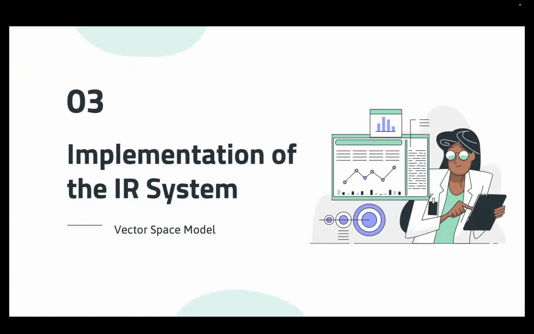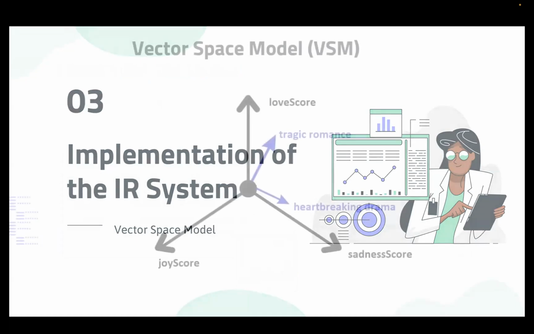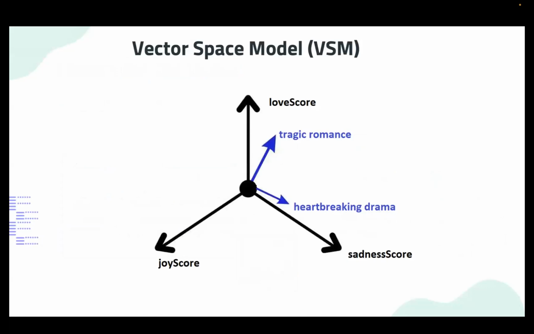Yeah, so now we're coming to the implementation of the ER system. We use the vector space model for it. I think everybody knows until now what a vector space model is and how it works, but I'm going to explain it quickly. Every actor and query is represented as a vector, as Patrick already explained, and all dimensions of the vector space model are our classification categories, like the joy score, the love score, the sadness score. After we calculated the vectors for an actor and for a query, we can use the cosine similarity to rank actors corresponding to the query.